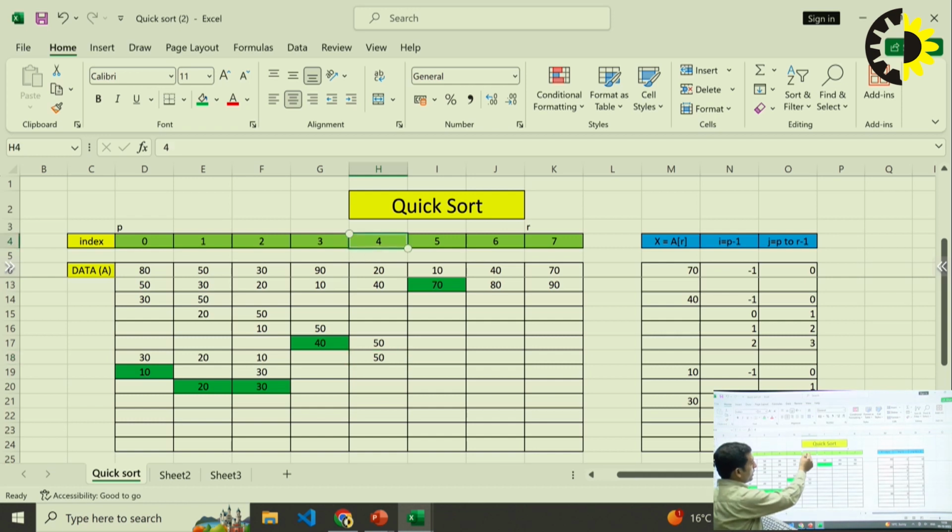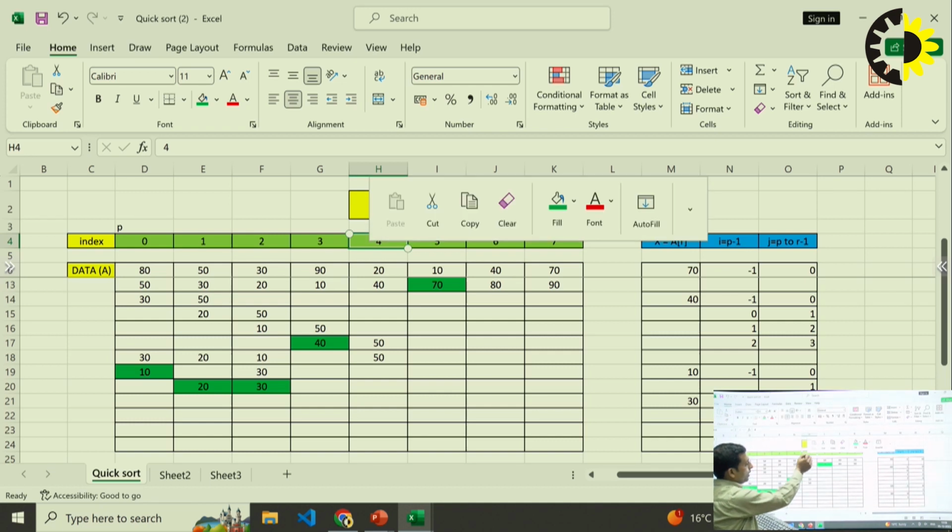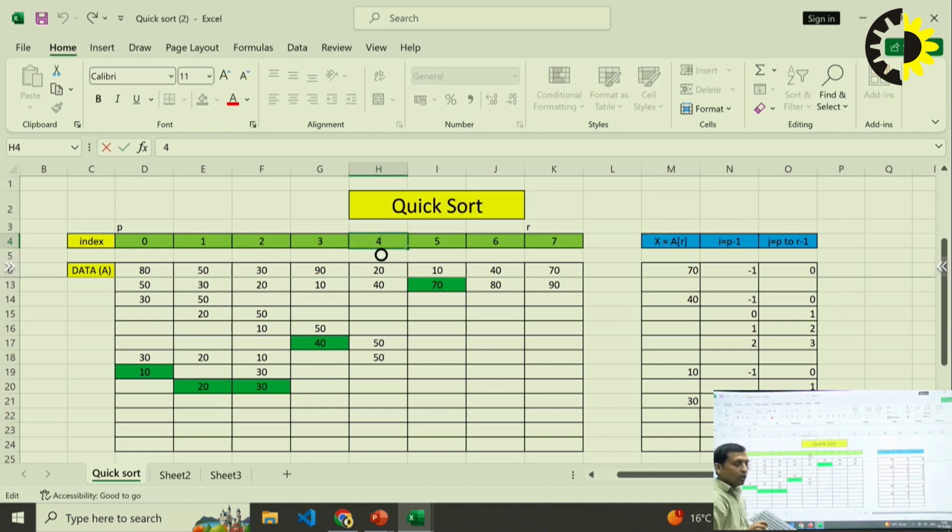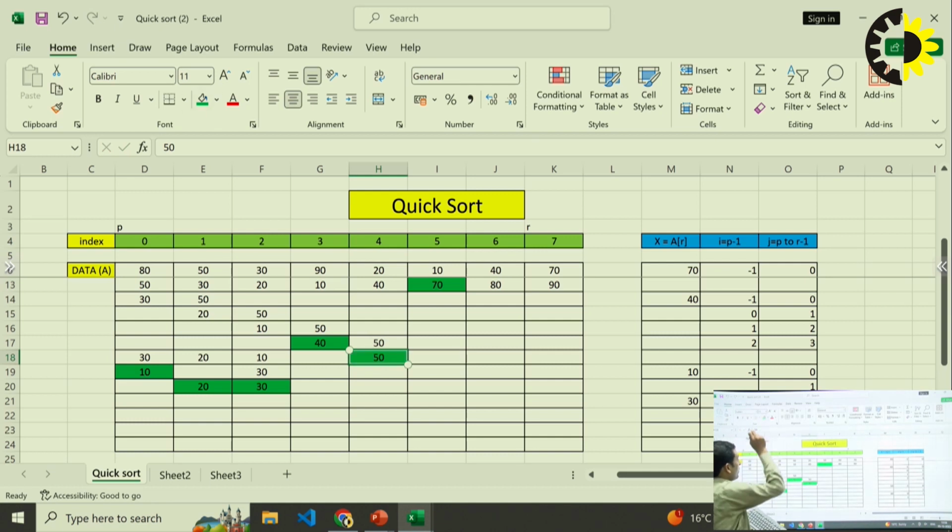P is 40, starting is 4 and ending is 4th index. So when P and R lie on the same index, don't divide further. So now this is fixed. Now the first portion of this particular array is sorted: 10, 20, 30, 40 and 50.